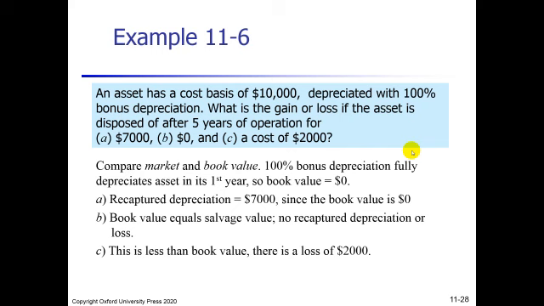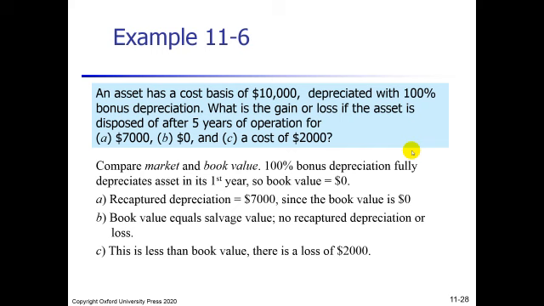Now, moving on to something a little more complicated, what is known as recapturing depreciation. If you depreciate an asset and it gets depreciated to less than the fair market value for that asset, and you go to sell it at the fair market value, now you have a difference between what's known as its book value, that is the amount left over of the original cost basis after having taken off the allowable depreciation in every year. So let's look at an example here.